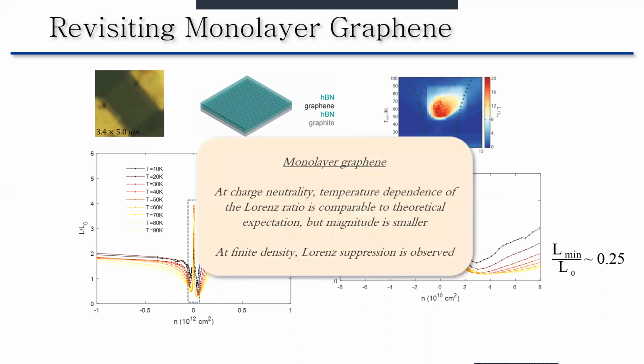So our conclusions look a little bit similar for monolayer graphene, in the sense that at charge neutrality, we have a temperature dependence of the Lorentz ratio that's comparable to theoretical expectation, but the magnitude is not quite as large. While at finite density, we do observe the Lorentz suppression, right? So there's sort of this funny situation where we can say that there's definitely hydrodynamic effects coming in, and yet at charge neutrality, they're not quite as strong or dramatic, let's say, as we might have expected.